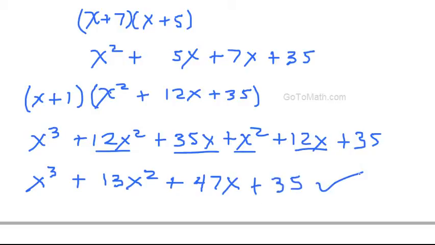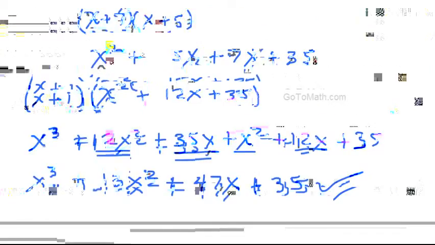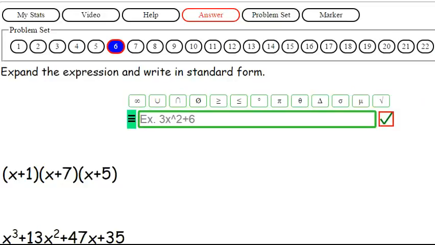Okay. Written in standard form, there you go. x cubed plus 13x squared plus 47x plus 35. x cubed plus 13x squared. Is that what I had? Yeah. 47x plus 35. Okay.